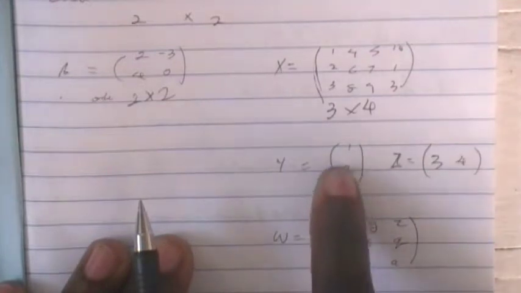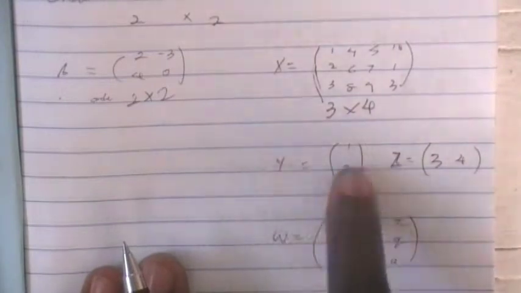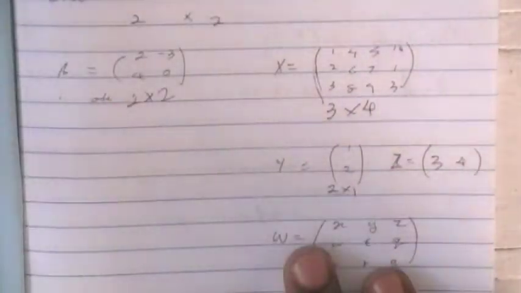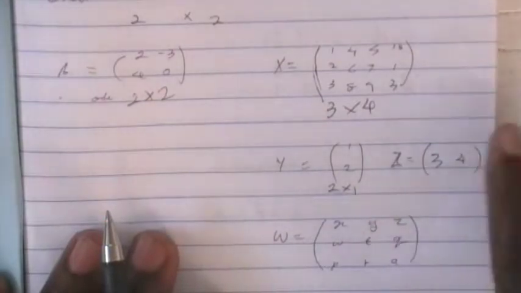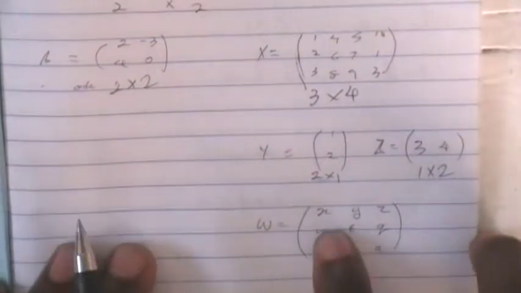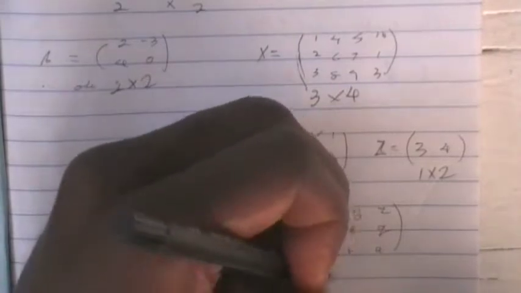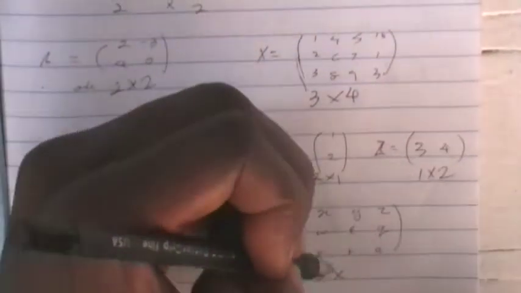What about this one here? How many rows? You see, actually 2 rows. You see 1, 2, horizontally there is 2. So it's a 2, and there's 1 column. This one here, 1 row and 2 columns. Here you have 1, 2, 3 rows and 1, 2, 3 columns. So that's a 3 by 3 matrix.